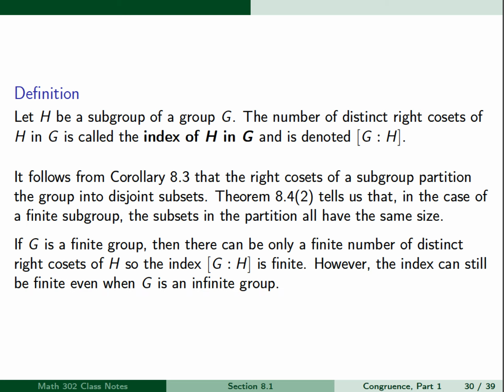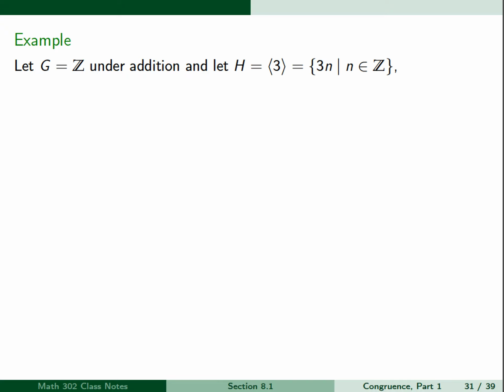However, the index can still be finite even when G is an infinite group. And we'll start with a couple examples. So let's let G be the group of integers under addition, and we'll let H be the cyclic subgroup generated by 3. So this will be the set of all multiples of 3, the set 3n as n ranges over all integers.